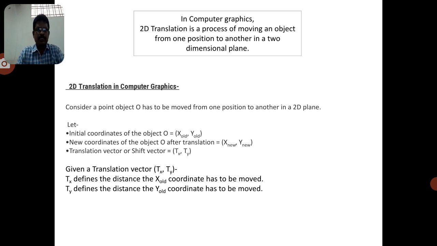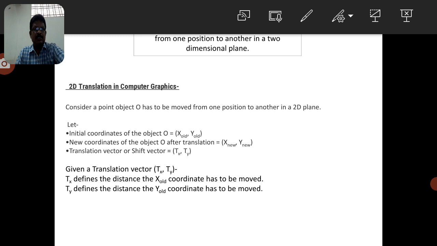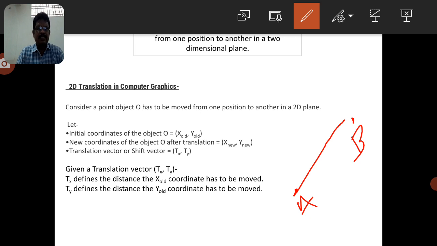Consider the 2D plane, and let the initial coordinate of the object be represented as O. The initial object is O of (x world, y world). X world and y world are where the given object is positioned. Suppose, for example, a curve is given, with this first point A and this second point B. These two points are given, and the first coordinates of the points, where it starts, are x world and y world.